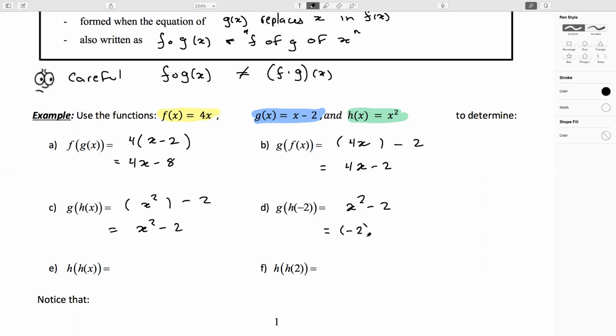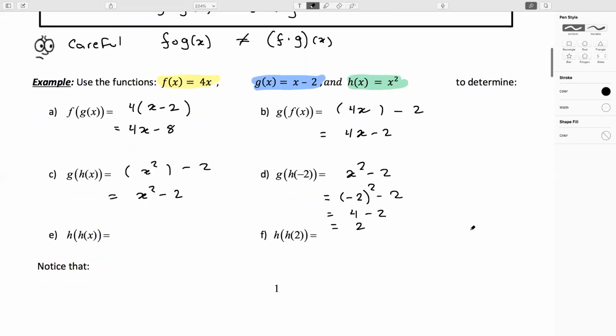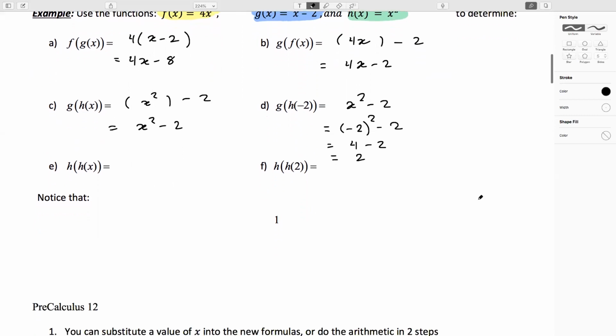Negative 2 squared minus 2. This will be 4 minus 2, or just 2. Another option, if you've got a question like this, is you can just compute h of minus 2. You'd use h of x, x squared, put minus 2 into it. It'll turn into a number. You can then take that number and stick it into g, which was x minus 2, and you'll get the same answer. Maybe we'll do that here for the next question.